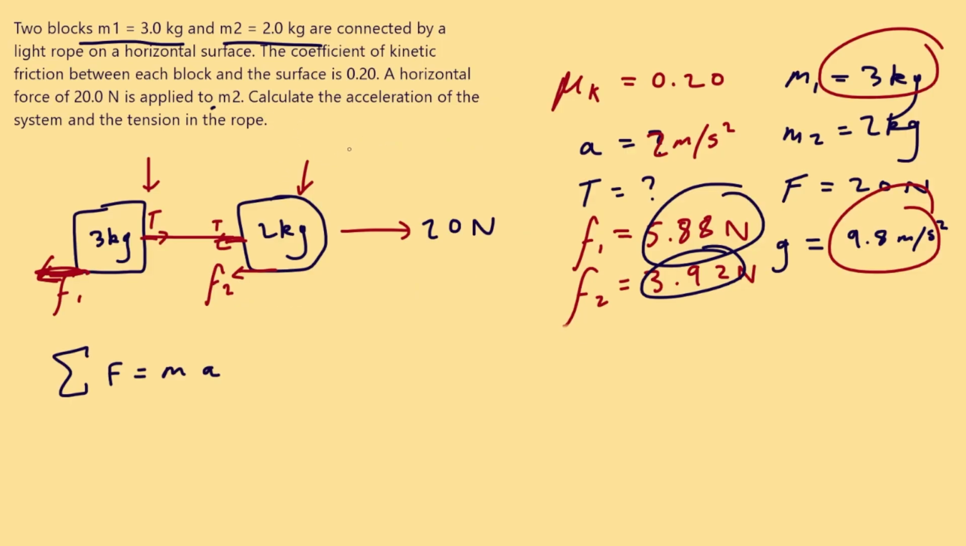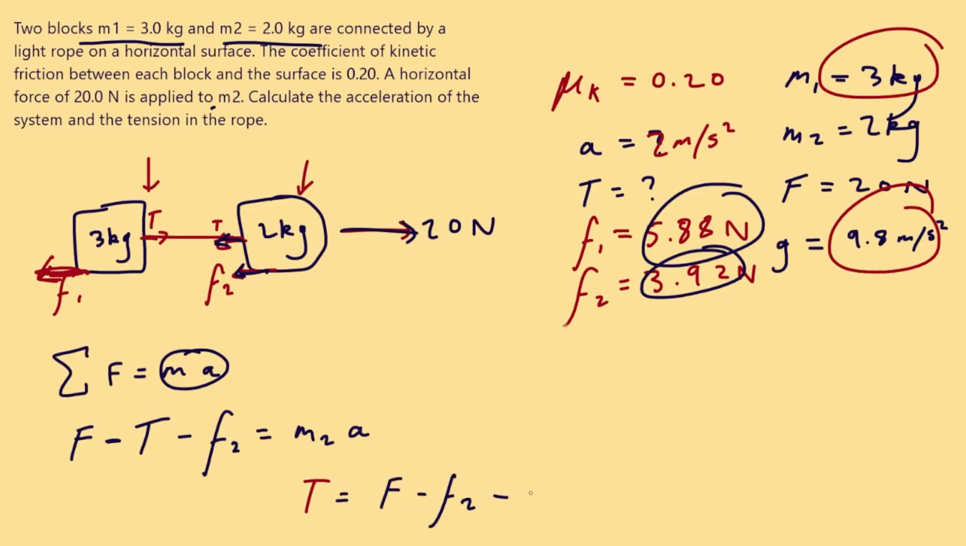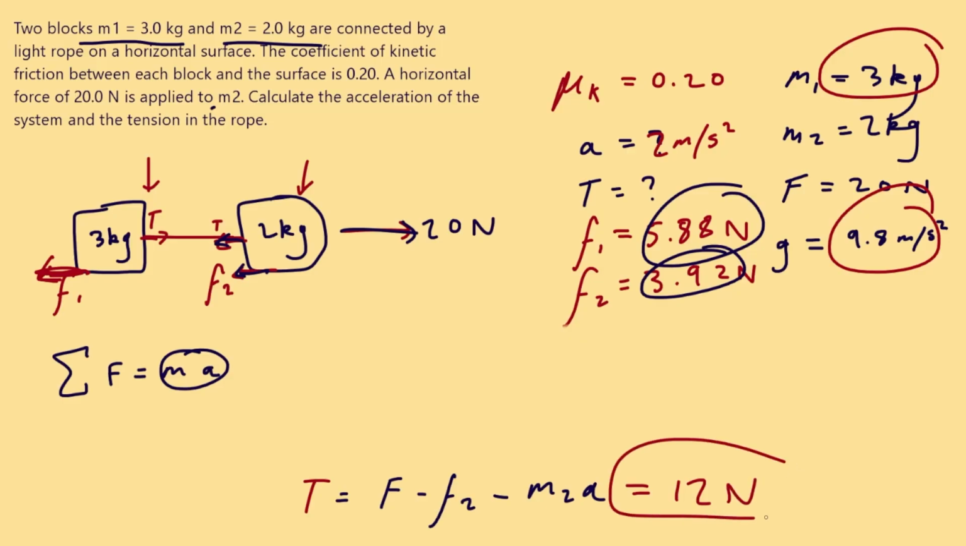What forces are acting on mass 2? Well, we have the force pulling it, so F, and subtracting it is tension going in the opposite direction, and also friction. This is equal to M2A. Rearrange for tension, and you get tension equals F minus F2 minus M2A. Now, we simply plug in our numbers, and I'm not going to do that on screen, but we get 12 newtons of tension. And yes, that does match up with problem 1.